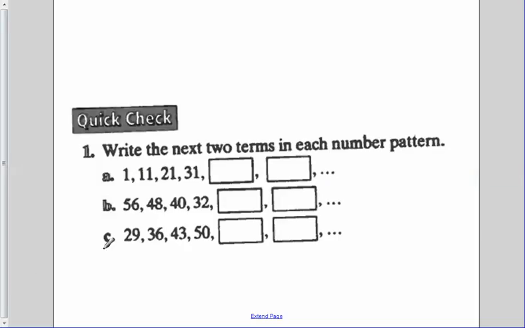Alright, we're going to do a quick check. Here's where you check to see if you can find what our patterns are. We'll be back in a second. Go ahead and pause.